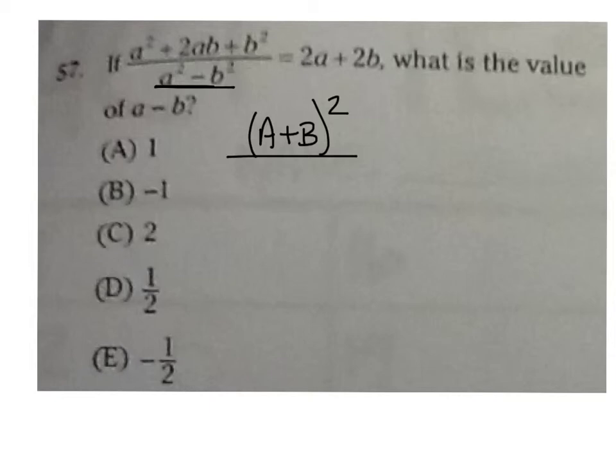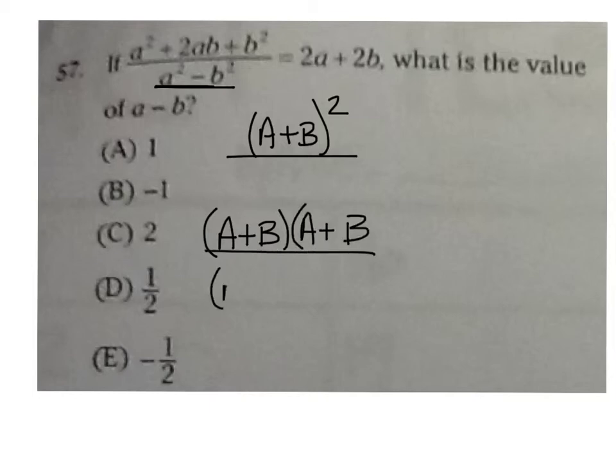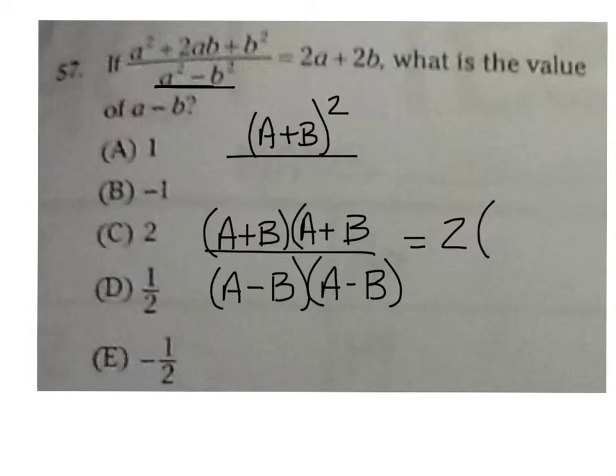Or you could write it like this: a plus b times a plus b, and on the bottom the difference of two squares, you alternate the signs like that. And then off to the side of it there you have 2a plus 2b, but you can factor out a 2 and have just a plus b.